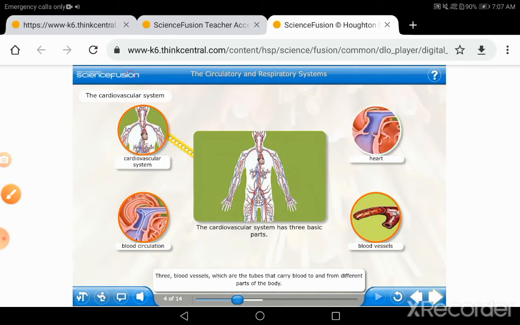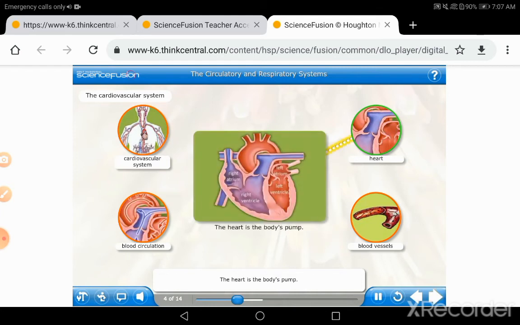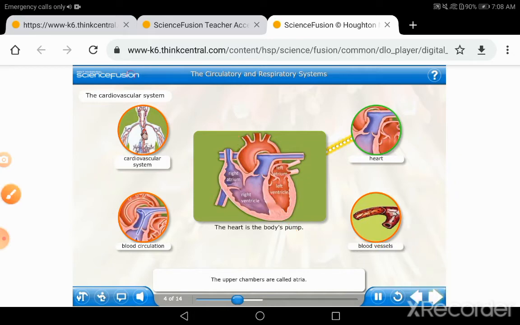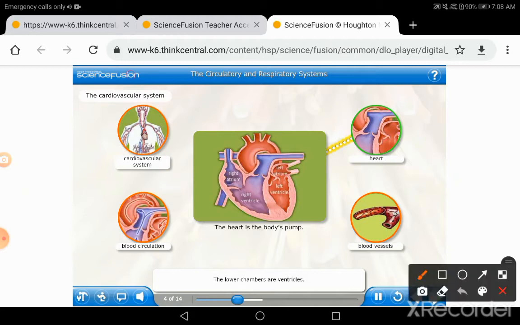Let's start with the heart. What does it do? What are the parts of the heart? The heart is the body's pump. Put your hand above the left side of your chest and you can feel it beating. This hollow organ has thick walls made of muscle. It has a left side and a right side, separated by a wall of tissue called the septum. Each side of the heart has 2 spaces, or chambers. The upper chambers are called atria. The lower chambers are ventricles.